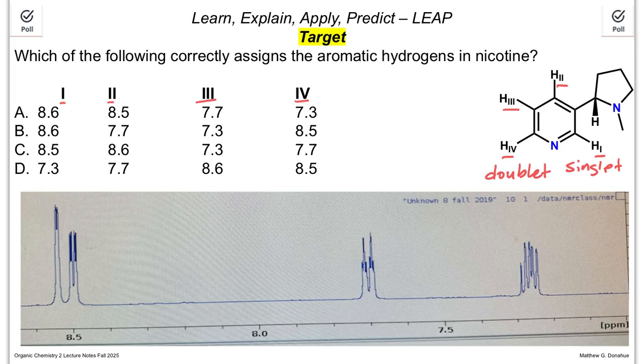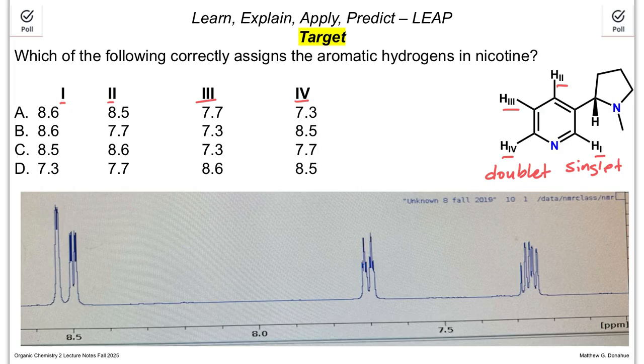What happens is that in these rings, even though for H4, H3 is the direct neighbor for a doublet splitting, the smaller splitting is due to the fact that within the ring being constrained in these pi bonds, H4 feels a little bit of the spins from H2. So you get the second little splittings there.